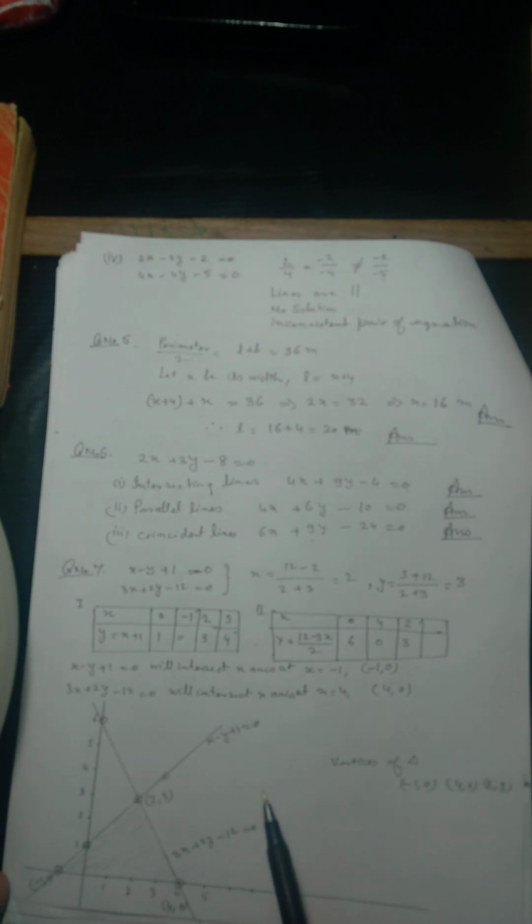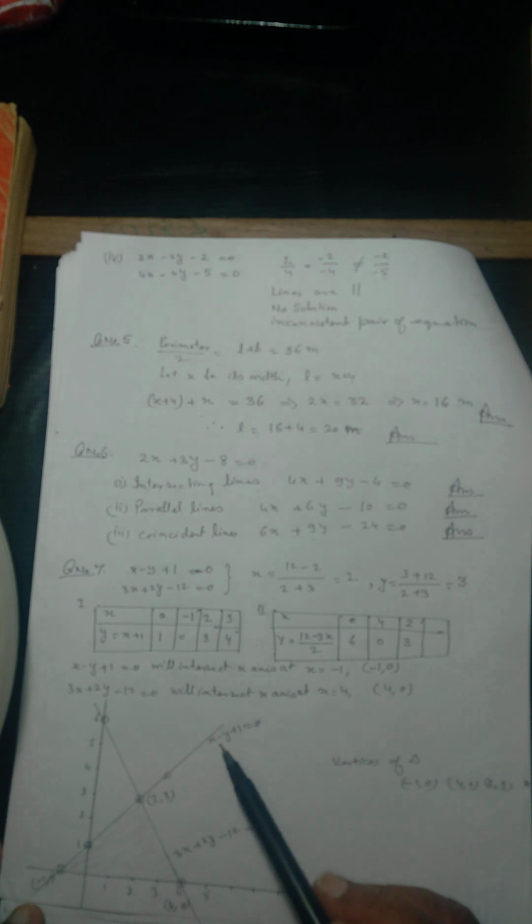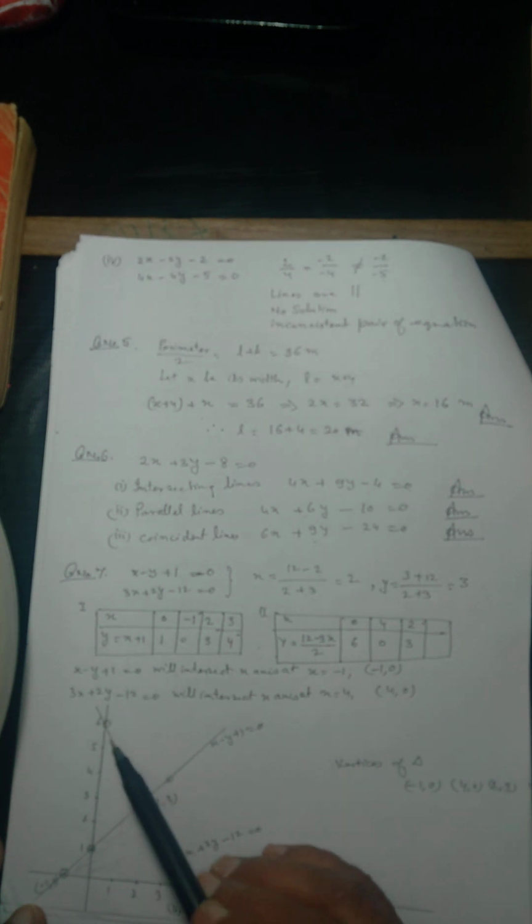Now I have drawn the lines graph for it. You see, graphically I have drawn the lines, that is for equation x minus y plus 1 is equal to 0, this will be the line. And for 3x plus 2y minus 12 equal to 0 is this line. So both intersect each other. So these points are A, B and C. This will be the triangle.